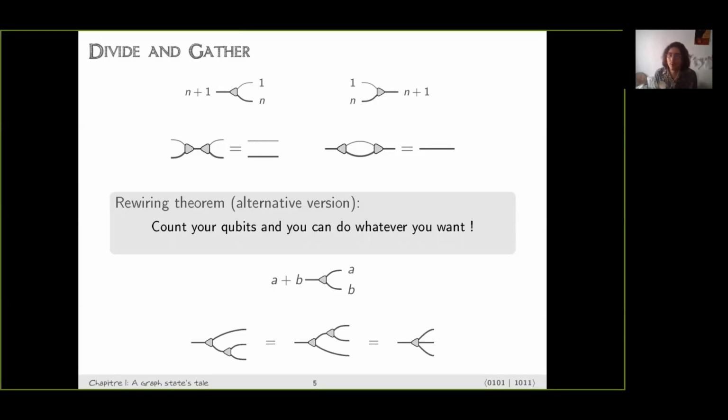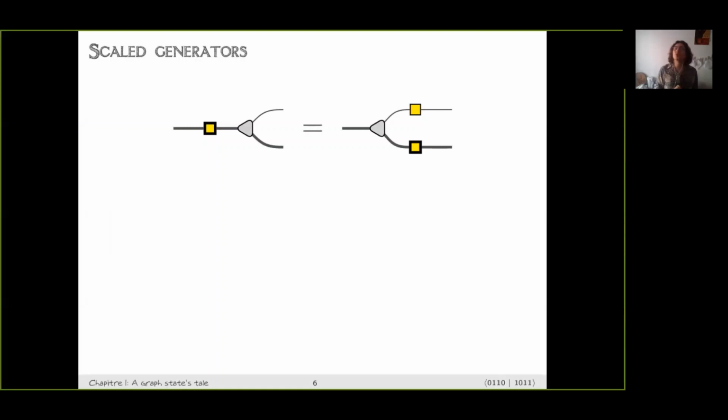So now what happens when those dividers and gatherers interact with the usual generators of the SZX-calculus? We have new generators. We call them scale generators. They are just big versions of the previous ones. For example, here we have a big Hadamard gate of size n. And what happens when it meets dividers, we see that this big Hadamard gate of size n is in fact the tensor product of n size 1 Hadamard gates. This is the case for the Hadamard gate.